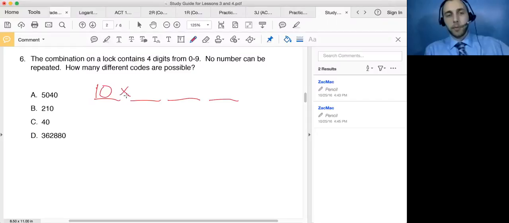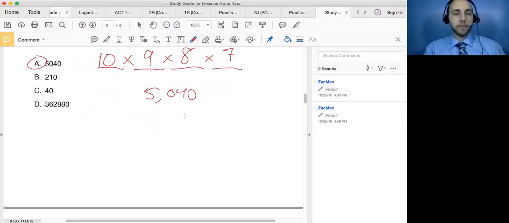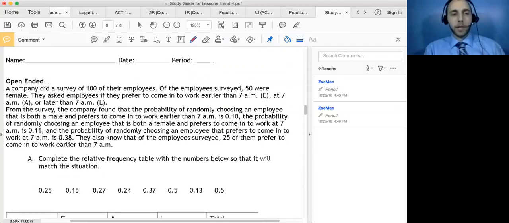But because we can't repeat whatever number we picked the first time, when we go to pick the second number randomly, we only have 9 choices. And then for the third number, we only have 8 choices. And then we lose another choice for the last selection here. So we multiply all that together because we can't repeat, and you should get 5,040, which is letter A. Open-ended, everybody's favorite.